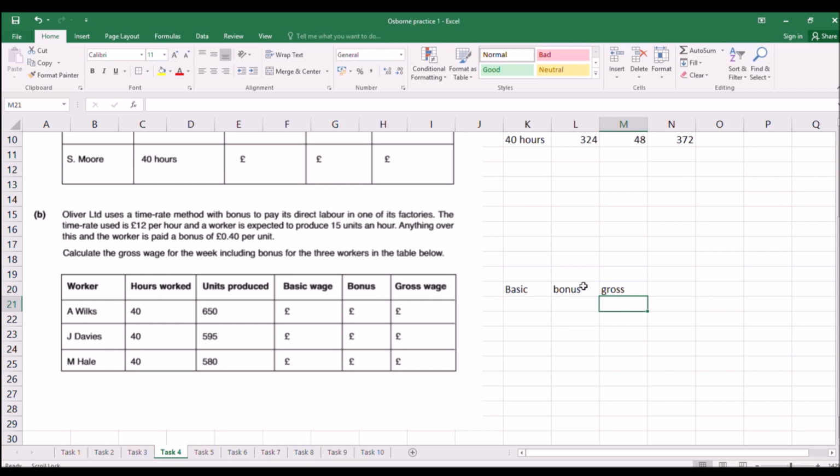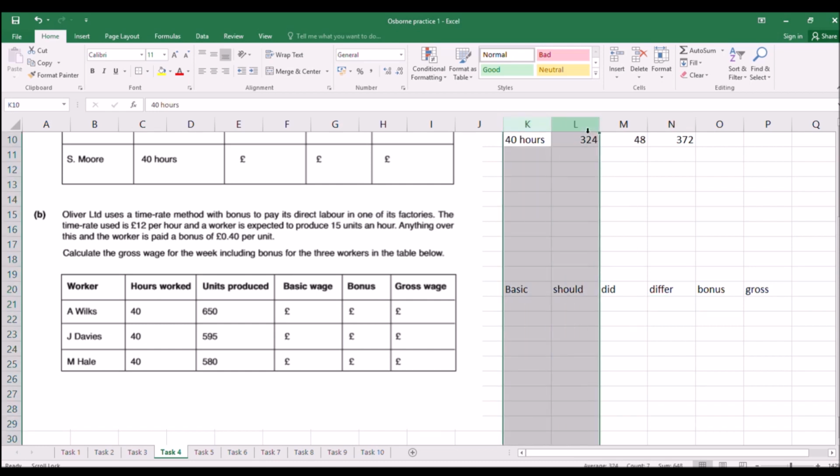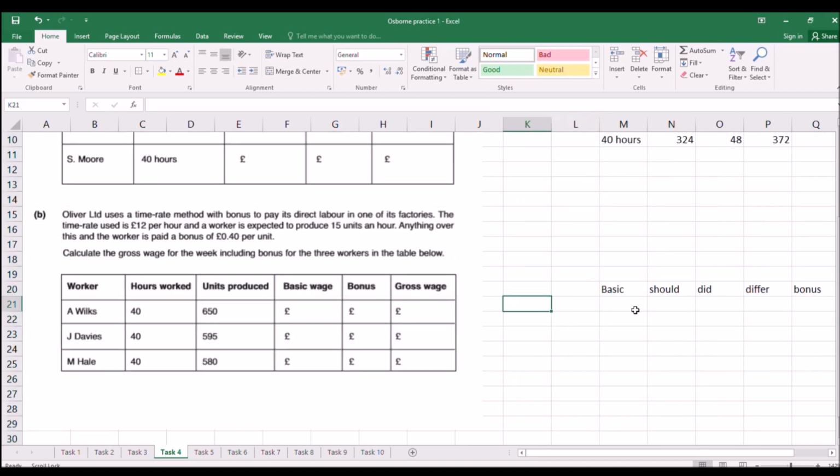Now, what I like to do in my notes here, when we're doing this, what is probably best to do is put should, and did, and the difference, because that just makes it easier to calculate the bonus. So actually, in terms of your notes or your workings, let's now start off in here. 40 hours worked. £12 per hour. So that times by 12.